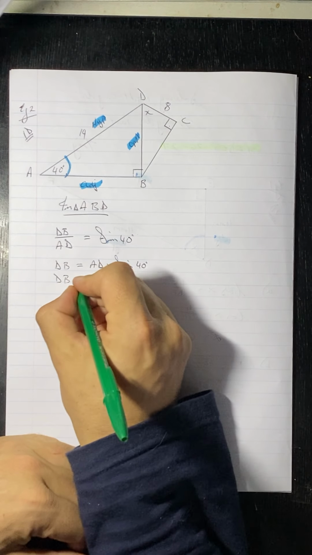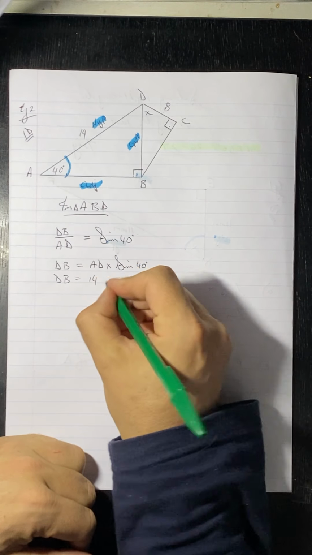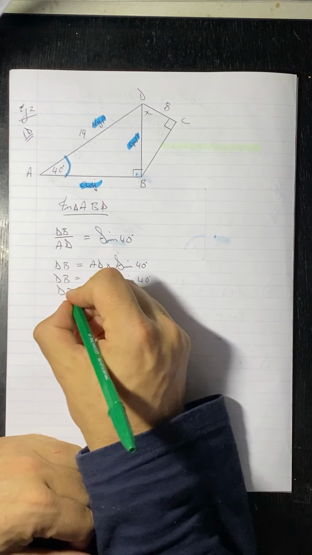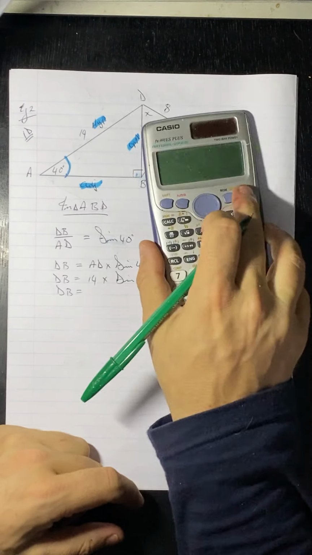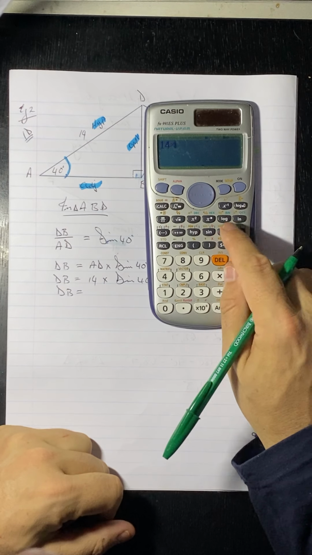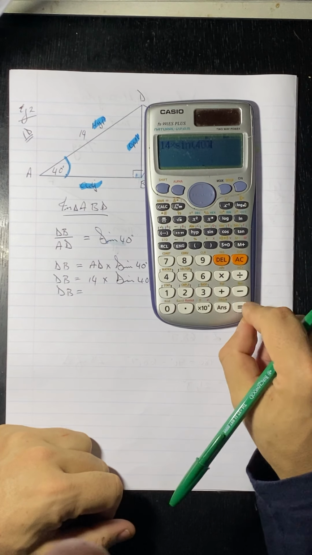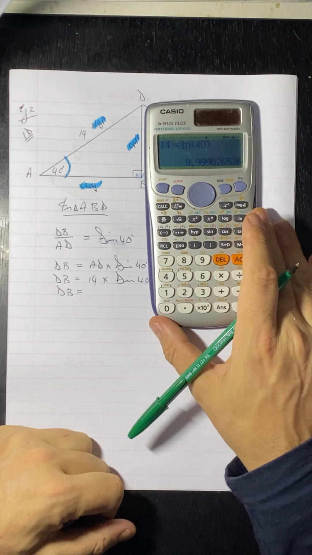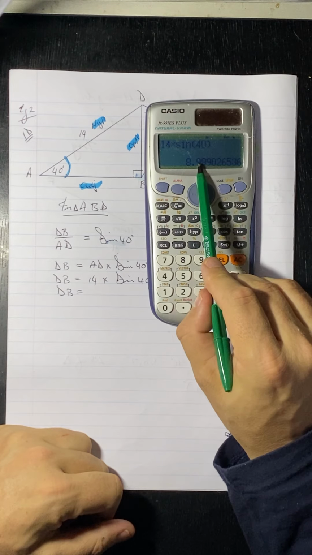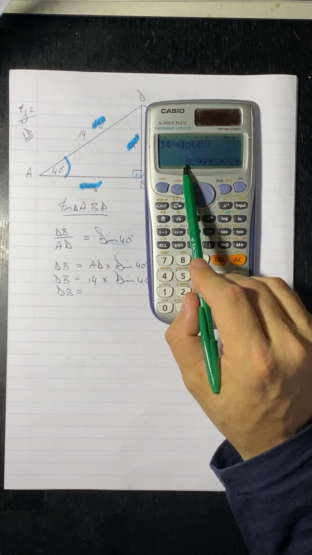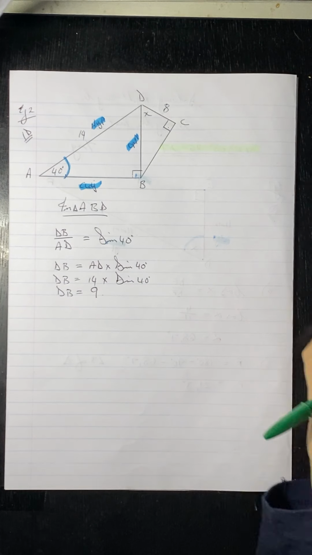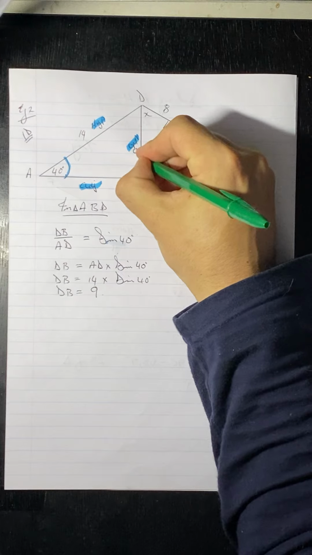So DB is equal to our AD is 14 times sine 40. DB is equal to, I'm going to put that on the calculator, and we get 14 times sine 40, and I can round that off to 2 decimal places, or 1 decimal place. So that's going to give us 10, bump that up, and that's going to give us a 9. Okay, so now we know what DB is, it's 9.